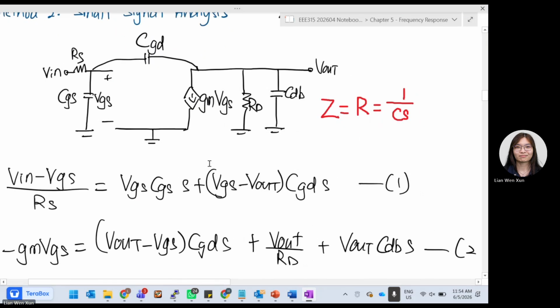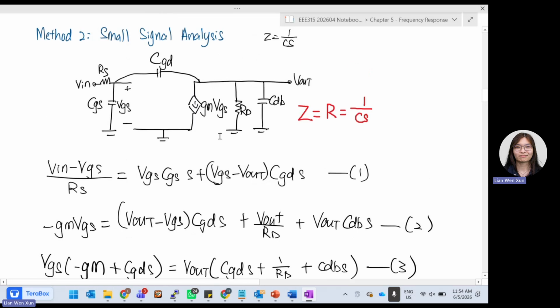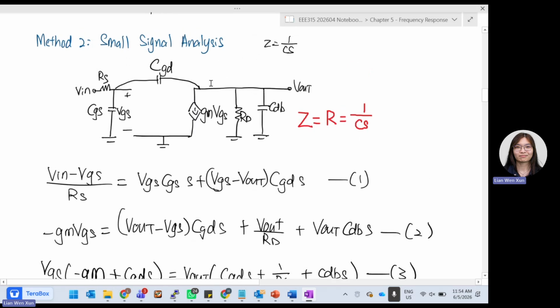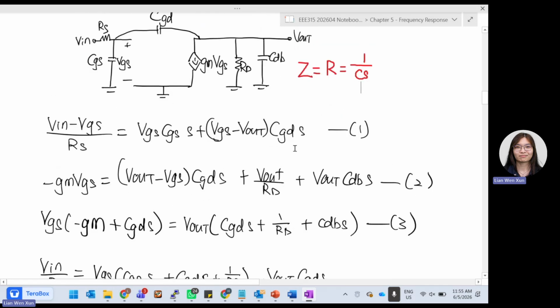Second equation, we say that the current that flows inside, negative GM VGS, is supposed to be the current that flows to these two parts as well, which will be V out minus VGS times CGD S. So the current that goes up to here should be the current that goes out as well. So the current that goes up is V out minus VGS times CGD S, and also V out divided by RD, V out CDB S. So you got two equations.